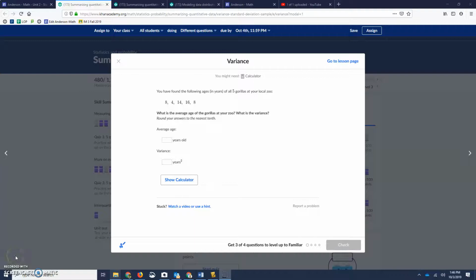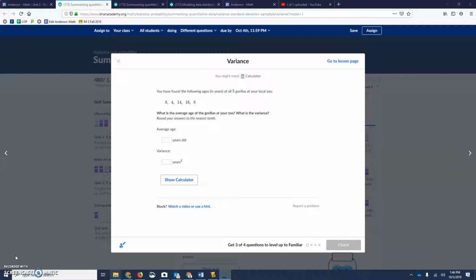All right, variance. Actually, very, very similar to standard deviation. It's actually one step shorter than standard deviation. So we'll do a couple of these problems, and then we'll call it quits, because we just worked on standard deviation, and once again, this is almost easier.